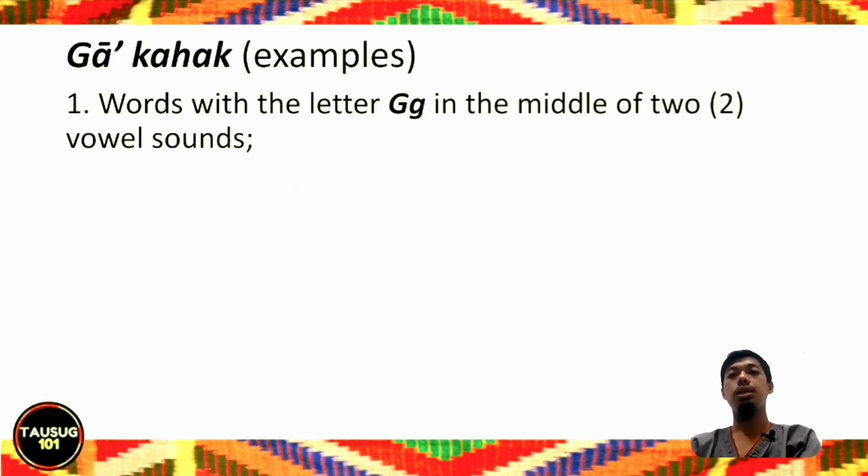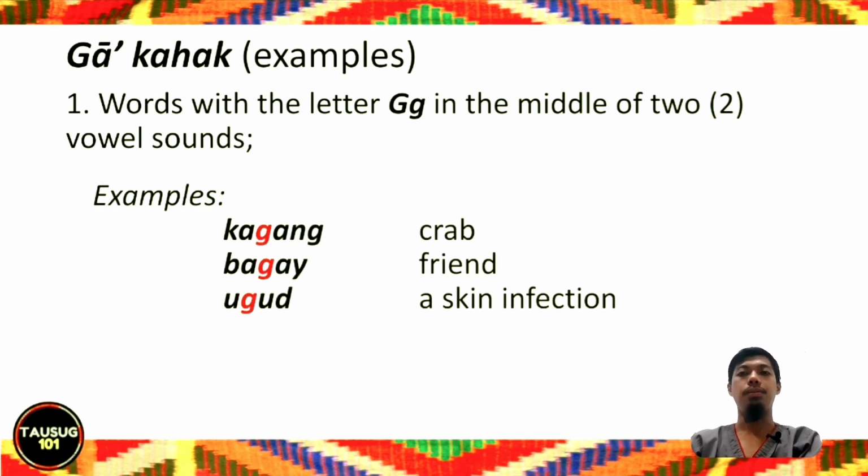Examples: we have words with the letter Ga in the middle or between two vowel sounds. We have karang. The Ga here assumes the Ghain sound, the Kahak sound, and not the Gā Mahantap sound, which is kagang. So we pronounce this as karang, and not kagang. Bagay, friend, and not bagay. Urud, and not ugud.